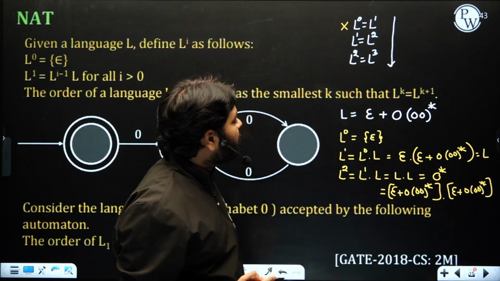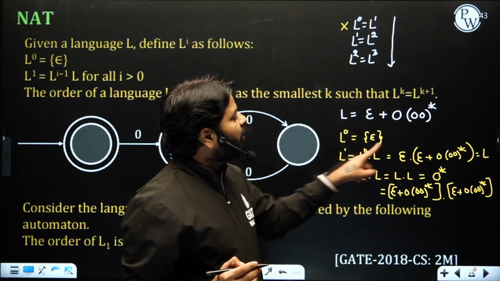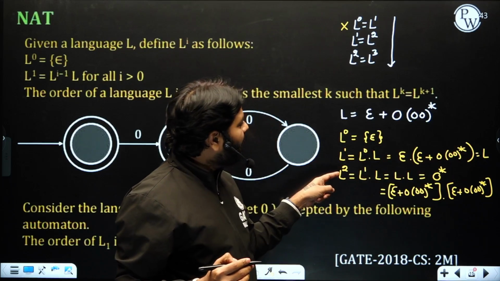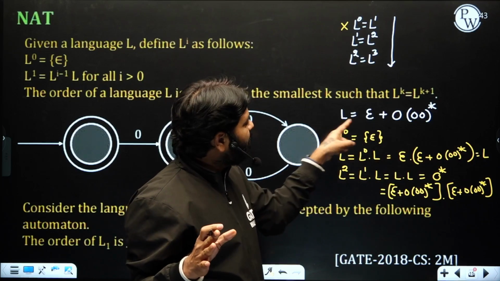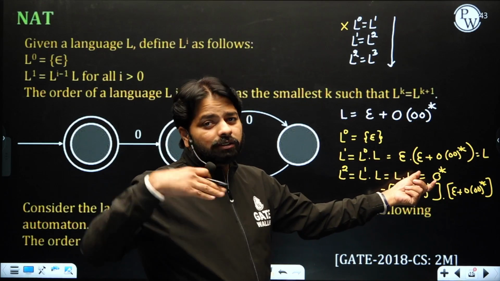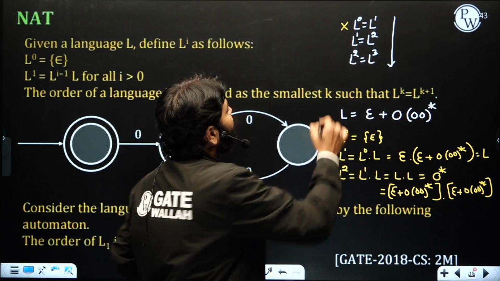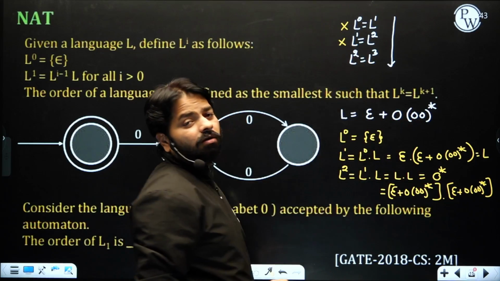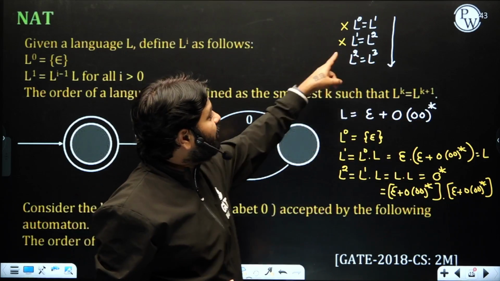Now L power 2 you got as 0 star, and L power 1 you got as L, but L power 1 and L power 2 are not the same, because L power 1 is the same as L and L power 2 is 0 star, and 0 star is a superset of L. So even this has failed. So you cannot say the order of L1 is 1.